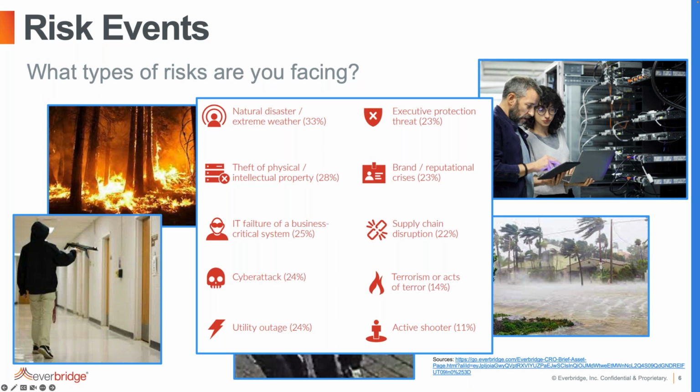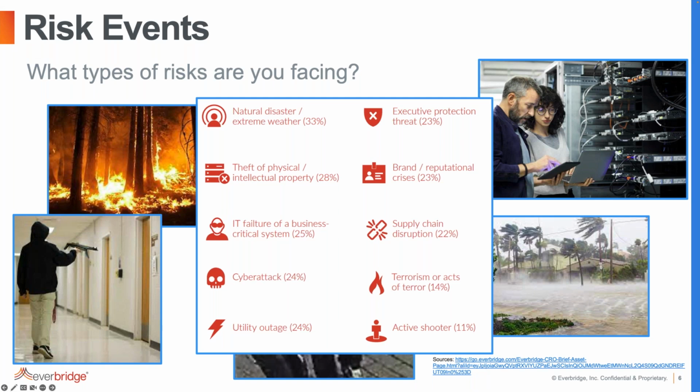And 33% of the respondents had actually had to deal with some type of extreme weather or natural disaster, right? 28% theft of intellectual property or physical property, all the way down to active shooters at 11%, right? So each one of these is going to have its own impacts, its own responses. But the idea here is that we're facing a wide variety of different things that we're going to have to adjust to. And we're going to need to find a way to make our organization resilient in order to respond to that.